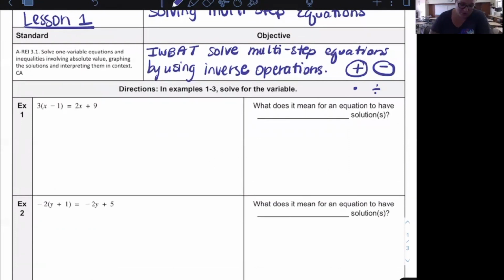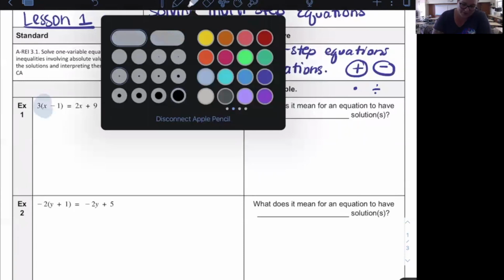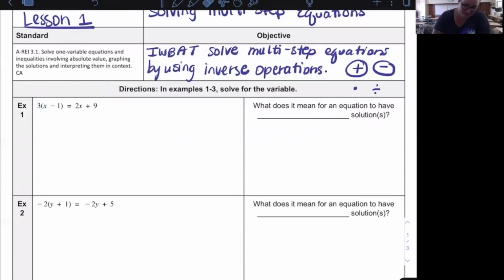So looking at example 1, we have 3 times (x minus 1) is equal to 2x plus 9. So parentheses in math always mean multiplication. Just a second, I didn't realize my highlighter was that big, let me fix that. So what this means is you're going to take this 3 and distribute it to the x and the -1. So 3 times x is 3x. 3 times -1 is -3 equals, and then we didn't change the right side of the equation.